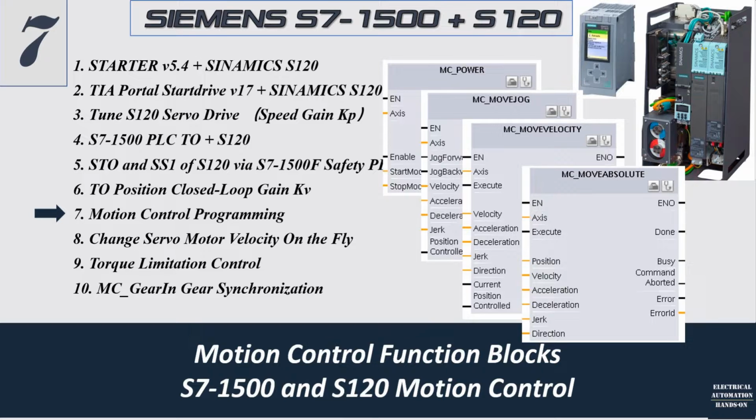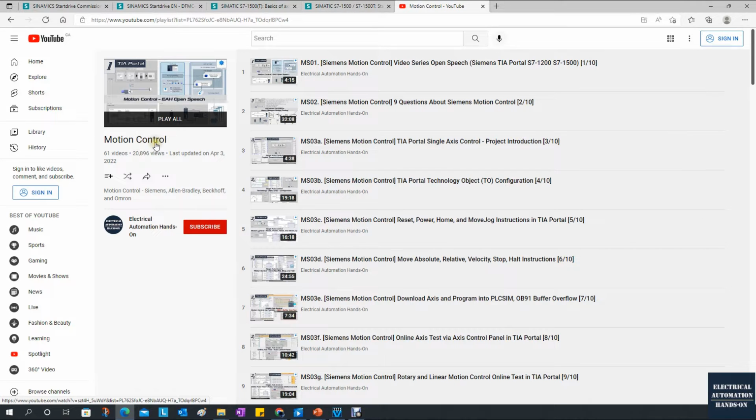In this video, I would like to discuss how we can program the motion control function blocks and the motion control program. Basically, I would briefly introduce two methods. In my channel's motion control playlist, I introduced how to use the TO and the motion control function blocks, for example MC reset, power, home, jog, move absolute, move relative, and move velocity to control the servo drive. By that time, when I introduced how to program those function blocks, I used the virtual axis.